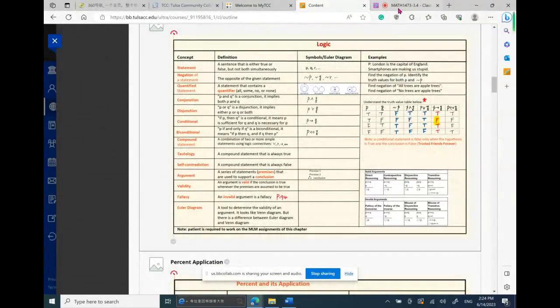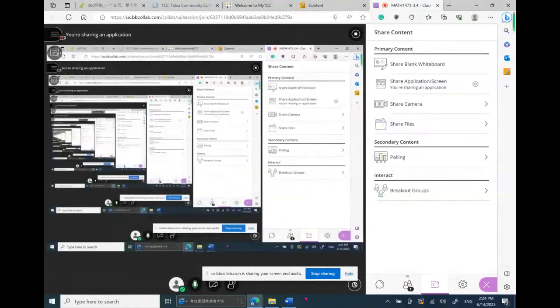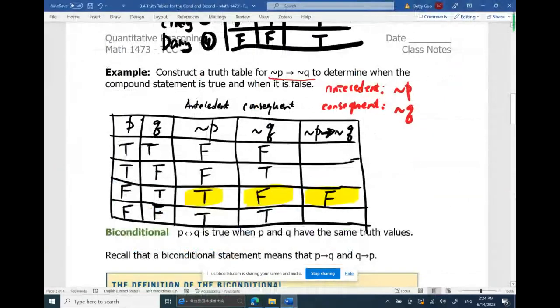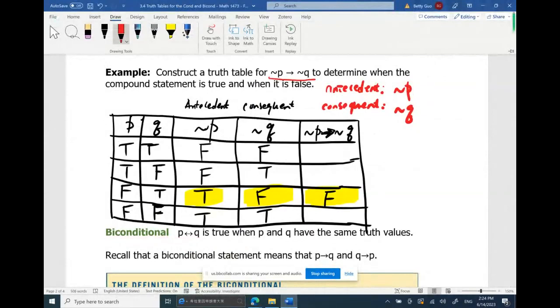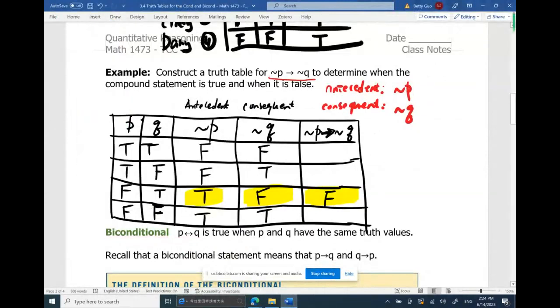Trusted friends forever. Okay, now I remember. Okay, let's go back. Yeah, trusted friends forever. You might want to use that as something you can remember in the case, which case? There's only one case in which the conditional is false. It is a trusted friends forever. Okay, yeah, only trusted friends forever.